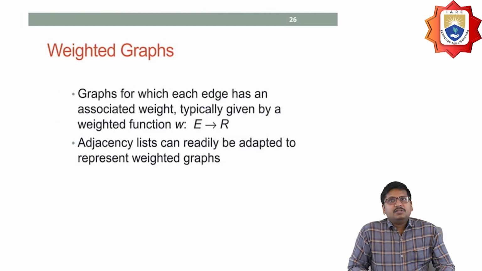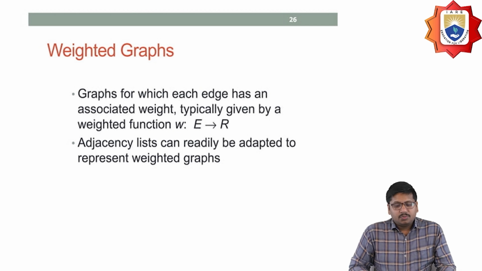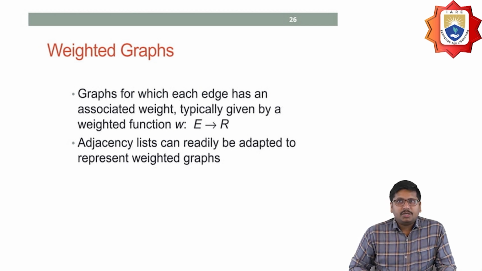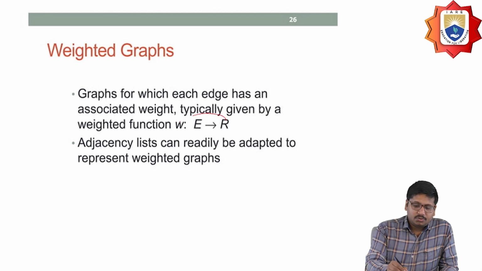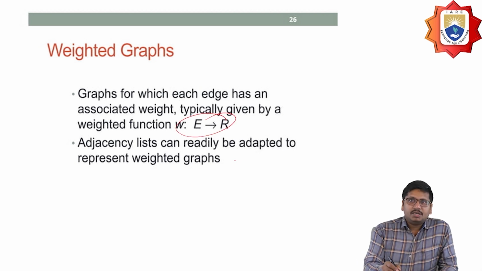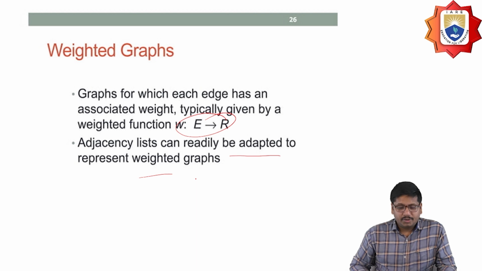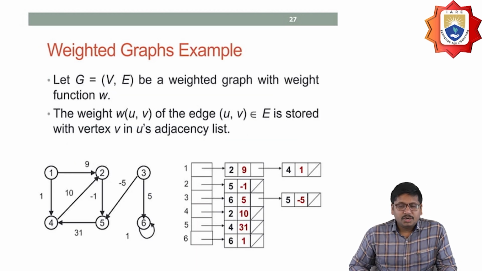So what is a weighted graph here? A weighted graph is one where each edge has an associated weight, typically given by a weight function. The adjacency list can be easily adapted to represent weighted graphs. So look at this weighted graph here. The graph G = (V, E) is considered a weighted graph, and the weighted edge uv is nothing but the weight of the edge.